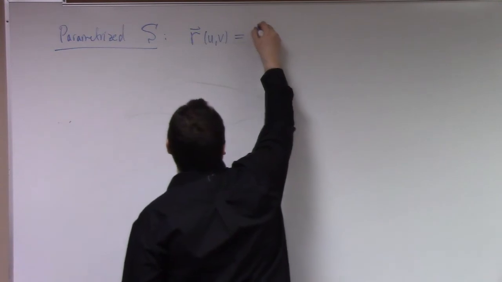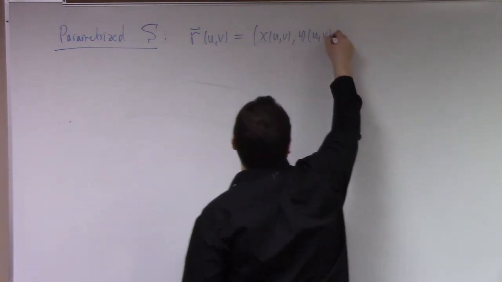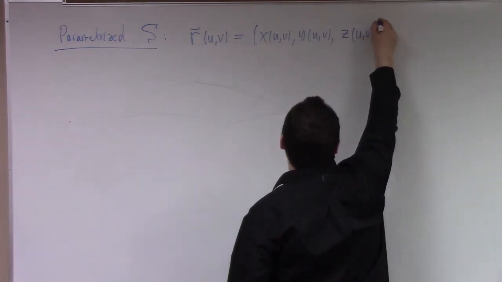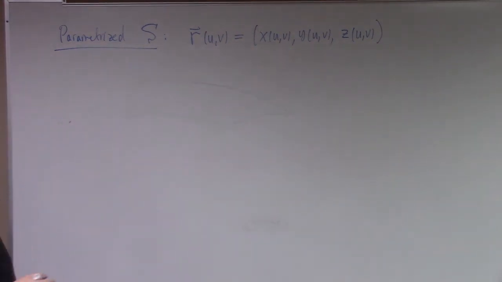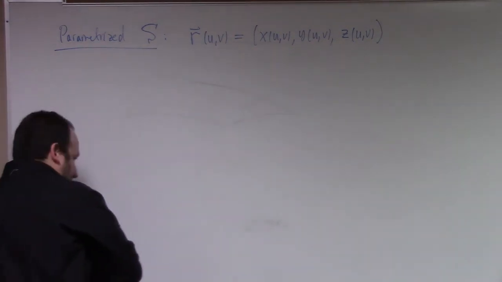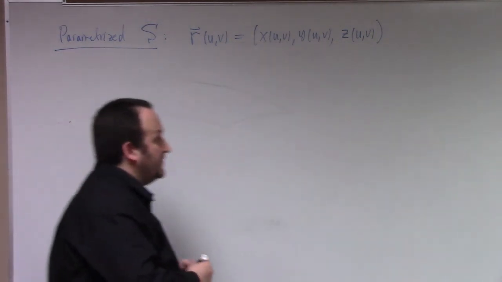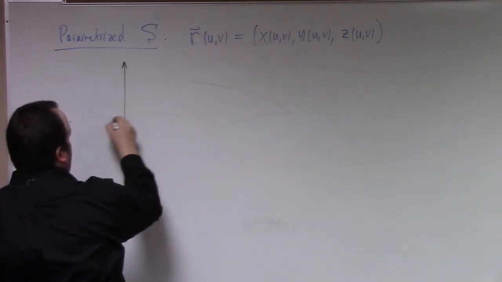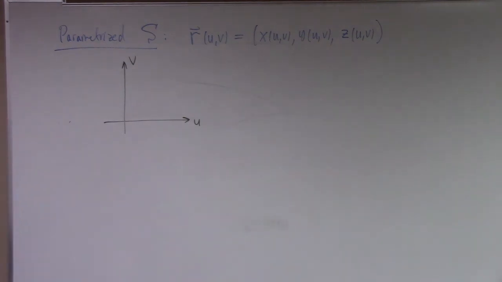And you get three functions. You get x as a function of uv, you get y as a function of uv, you get z as a function of uv. All right? Let's talk about this for a little bit, because we haven't talked about it that much yet, and it's a big part of this course, the study of parametrized surfaces. So essentially here we have the uv parameter domain.